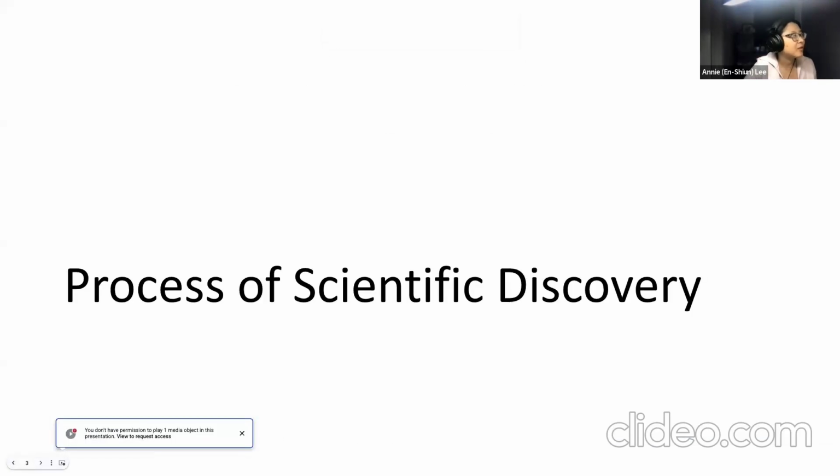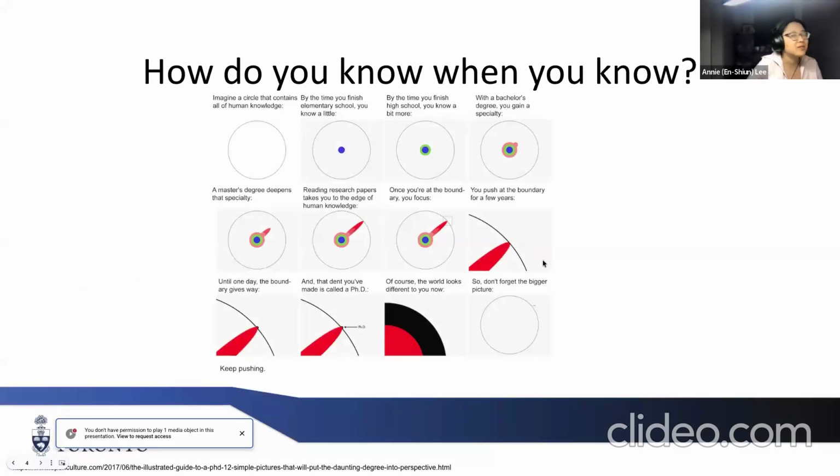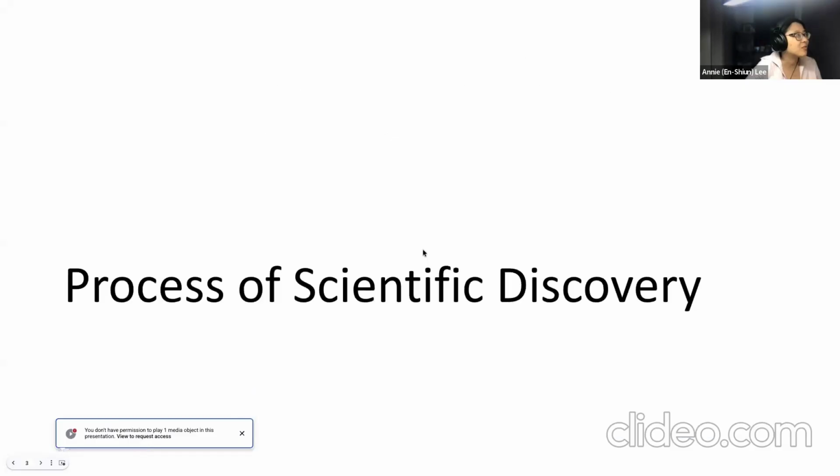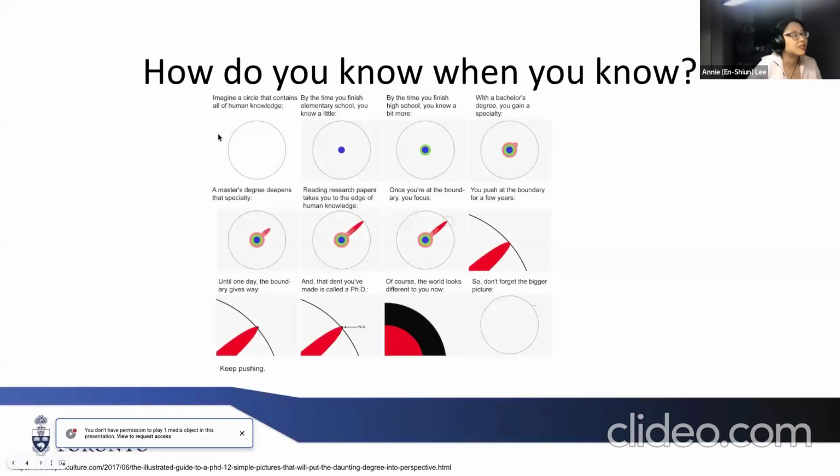Okay, so the process of scientific discovery. This is what I learned your research study will be like. So imagine this is all of human knowledge. By the time you finish elementary school, you have this much. Then by high school, you have a little more. By bachelor's, you have a little bit more. And you might have a specialization, right? Some of you might have a data science specialization, like this little bump here, this little pimple. Some of you might have an AI specialization. Some of you might have a statistics minor or major, things like that.